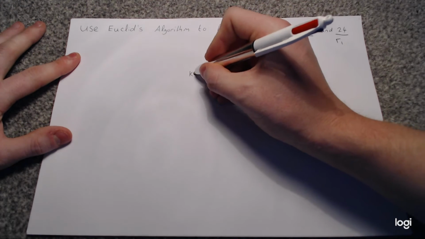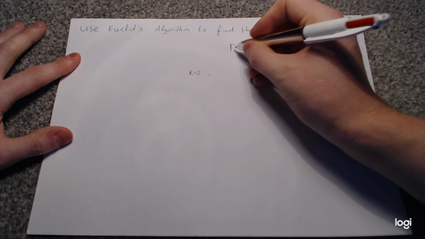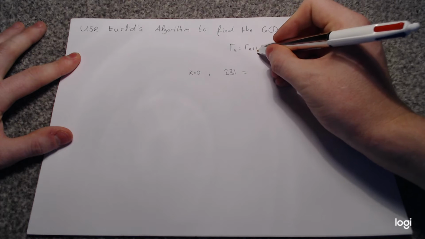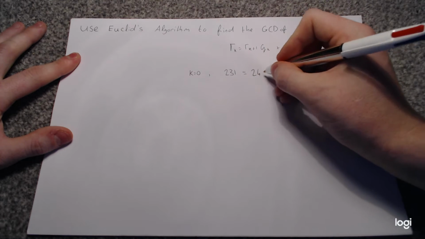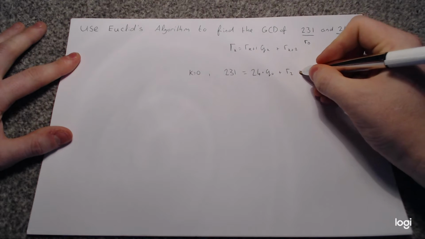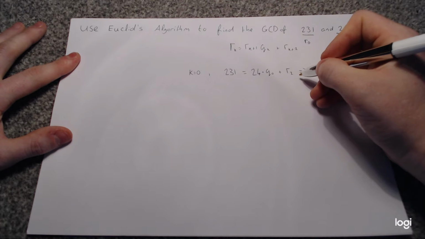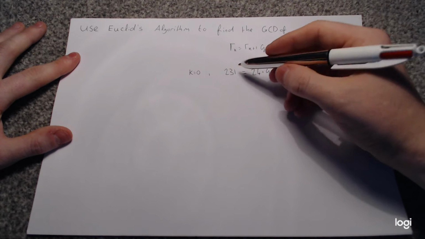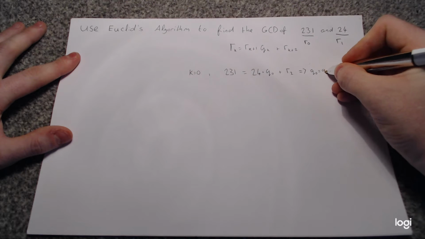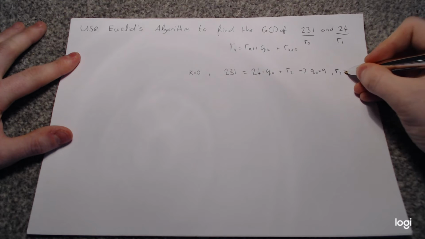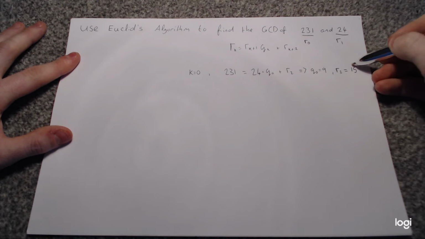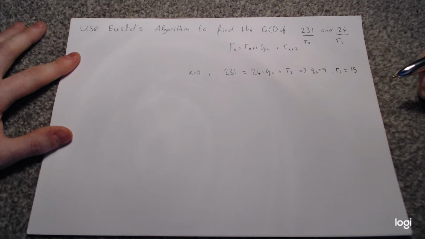So at k equals 0, what we've got is r0, which we've defined to be 231. That's equal to r1, which we've defined to be 24, times q0 plus r2. And from that, think of this as a quotient and remainder. Then our quotient in this case, if you do 231 divided by 24, would give us 9, and it would give us a remainder, which we'll call r2, of 15. Okay, we're just going to keep repeating this and seeing what this number turns out to be each time.